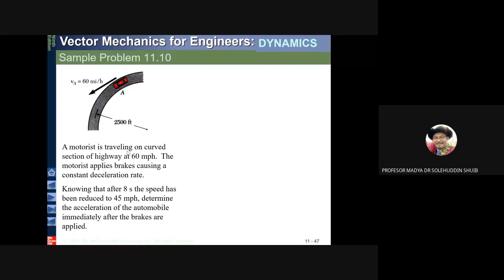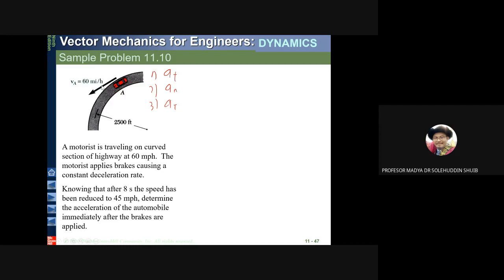As I said, here you need to find the tangential component of acceleration. The strategy to solve this problem: number one, find the tangential component of acceleration. Number two, find the normal component of the acceleration. Number three, find the magnitude of it, which is the total.